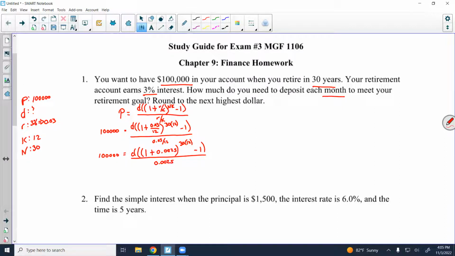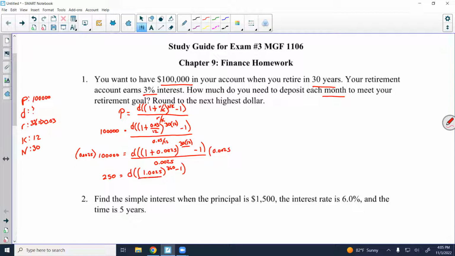Now, it has been my experience that most people don't like working with fractions. So I can get rid of the fraction by multiplying both sides by 0.0025. So 100,000 times 0.0025. We have 250 over here. I don't have to worry about the fraction. This becomes 1.0025. 30 times 12 is 360.